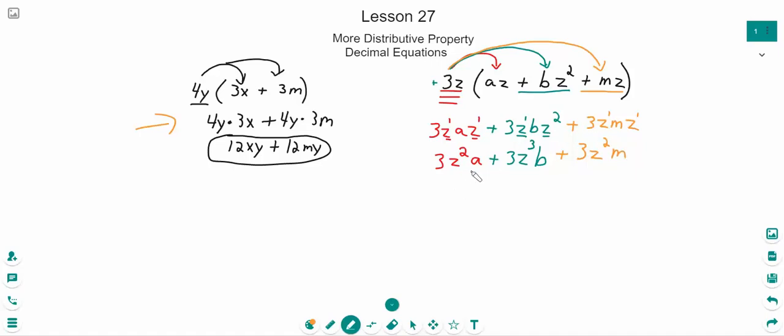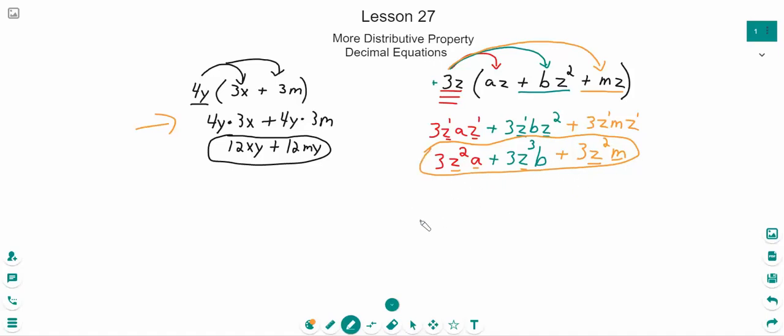And it's at this point where we can look at this and see if there are any like terms. And lo and behold, they are not like terms. This one has a z squared. This one also has a z squared, but this one has an a and this one has an m, so we can't add those together. This one has a z to the third, a z cubed, so that doesn't match either one. So there aren't any like terms that we can add in here. Therefore, this would be our final expansion using distributive property, right?